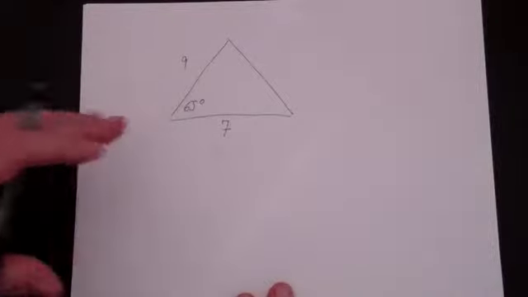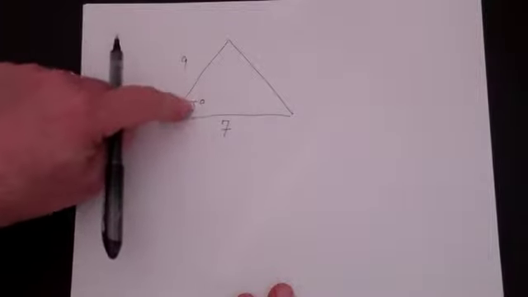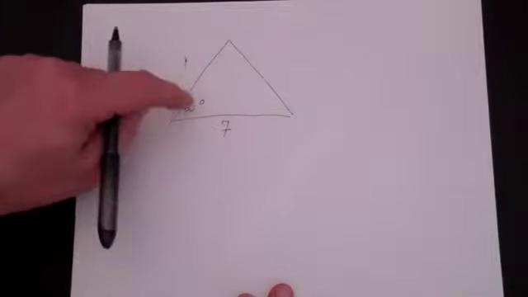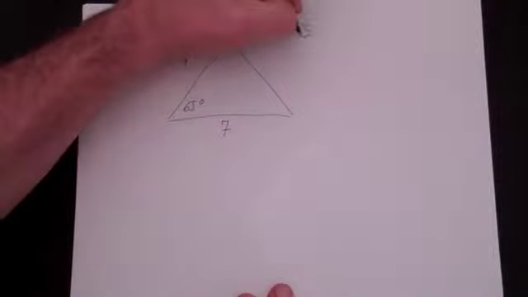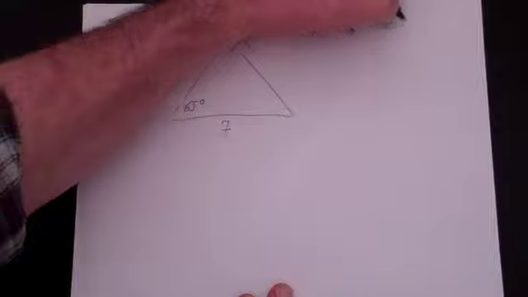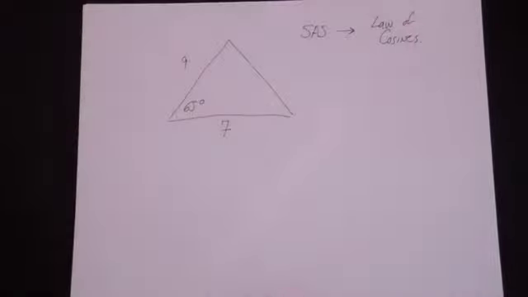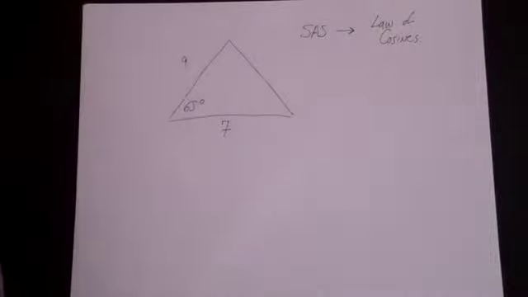To solve this, it's not necessarily a right triangle, so we're probably going to look to use the law of sines or cosines. In this case, we have a side and an angle and a side, and the angle is in between the two sides, so we call those SAS triangles. And whenever you have an SAS triangle, you're going to use law of cosines. And the law of cosines has three different forms.